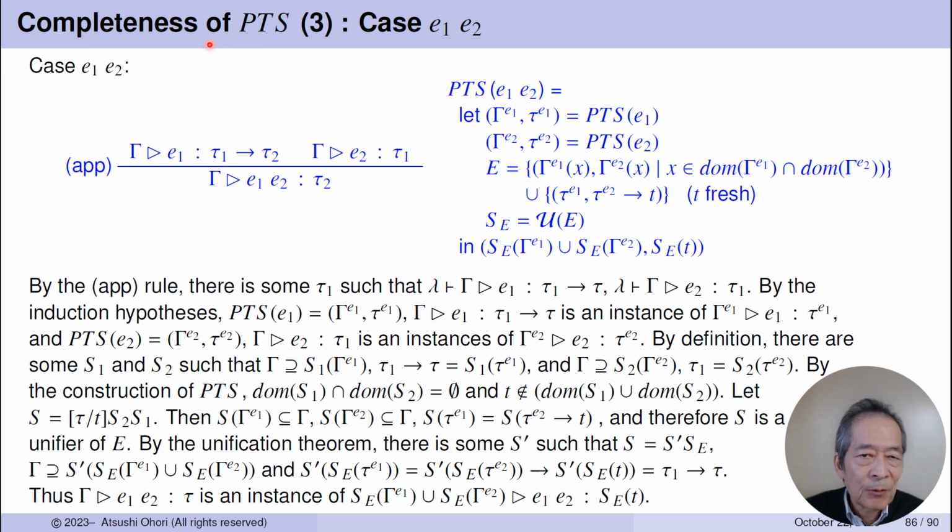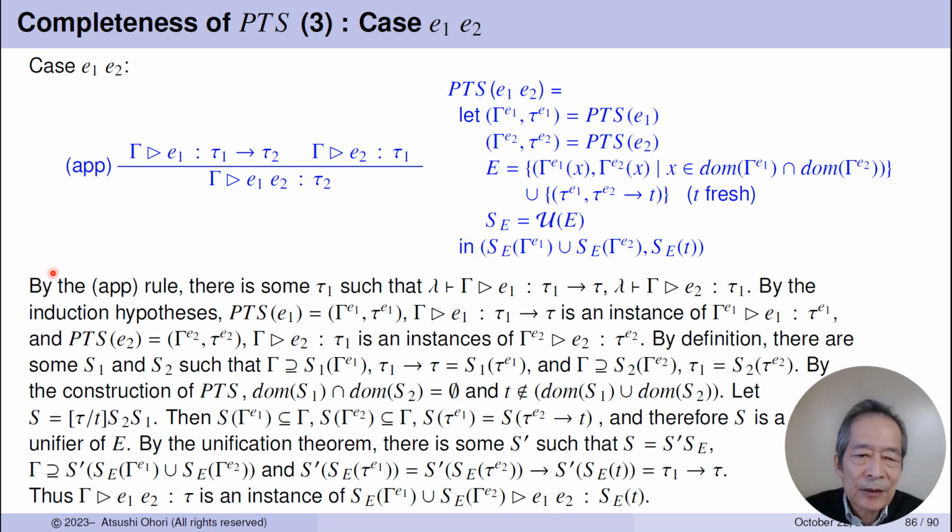The proof of completeness of PTS for the case of application. In this case, and again, these two are comments, right, to proceed to write down the proof. So this typing of this term is derived by this APP rule, and the result of the PTS algorithm for this term is by evaluating this expression.